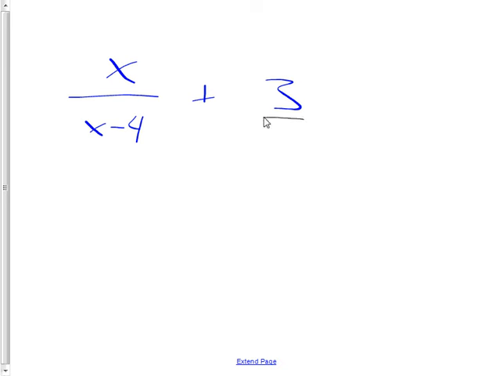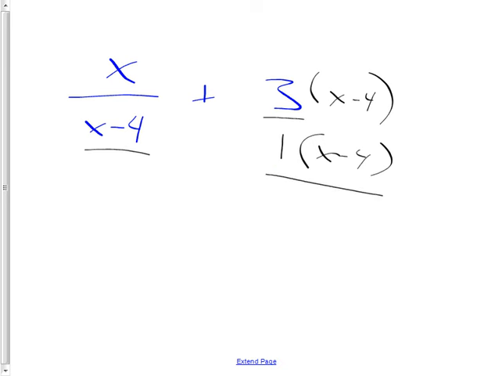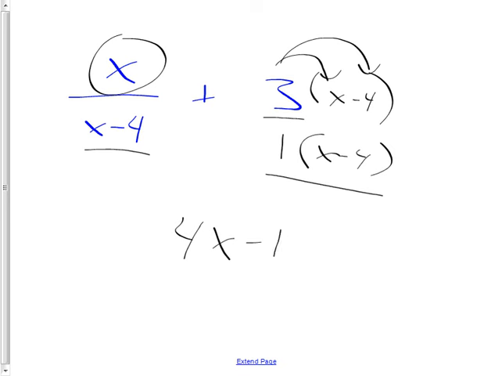Okay, in case you're stuck, first step was put it over 1. Second step, multiply the top and bottom by x minus 4. That way, both denominators are now the same. And now, multiply this part out first. Has to be first. 3x minus 12. 3x plus the other x over here makes 4x minus 12 over x minus 4.